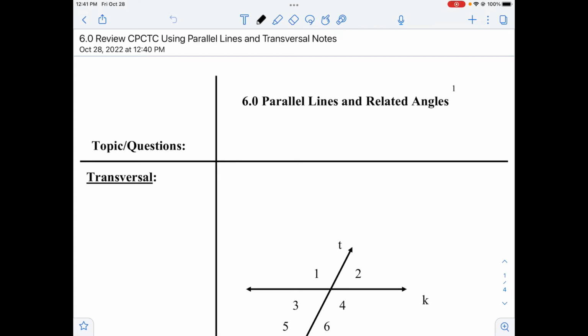In this lesson, we're going to talk a little bit about review of some prior knowledge that you should have to help you in this unit. So the first thing we're going to talk about is some parallel lines and related angles that happen.